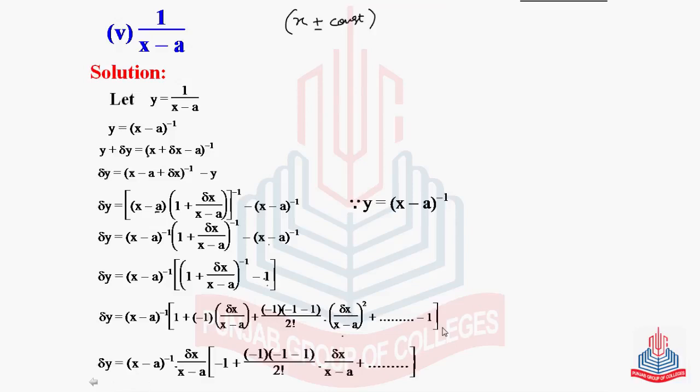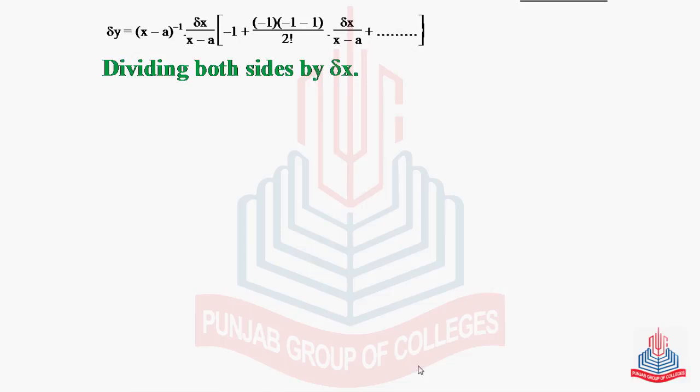This plus 1 and minus 1 will be cancelled out, and we have x minus a raised to the power minus 1. Delta x over x minus a will be a common factor from this step, and we have minus 1 plus this minus 1 divided by 2 factorial, and delta x over x minus a, by taking it as a common factor, we have only power 1, delta x over x minus a raised to the power 1, and up to so on. This is our complete second step, a simplification step. Now we move on to step 3, dividing both sides by delta x.